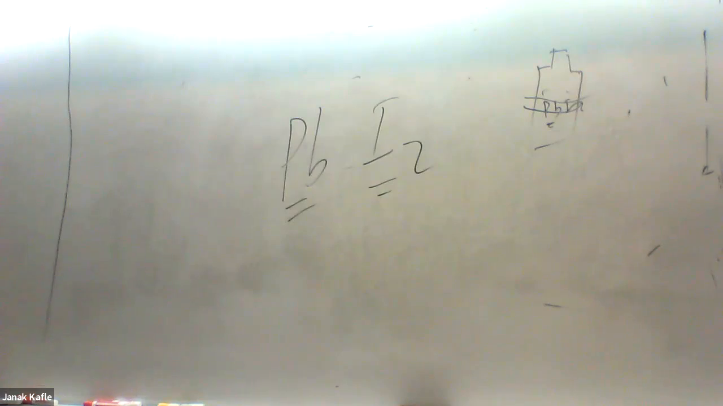Yeah? Oh, it's an insoluble. Yes. So PbI2 here is red. Clearly, red means it's insoluble. Slightly soluble or insoluble in our class is called insoluble. Have you got that?